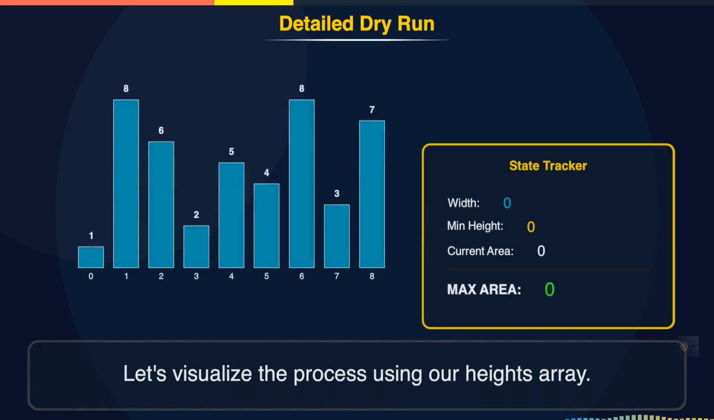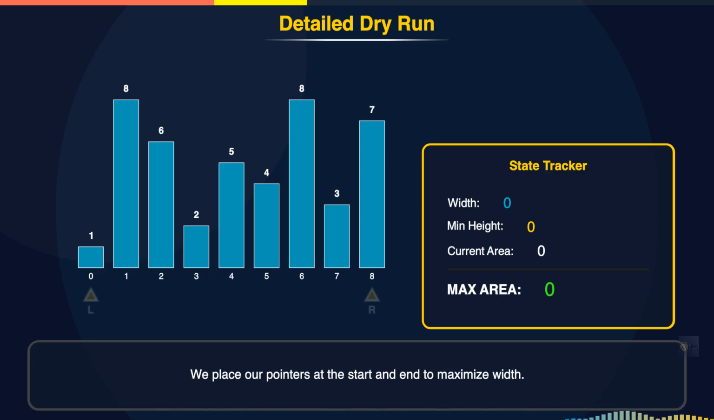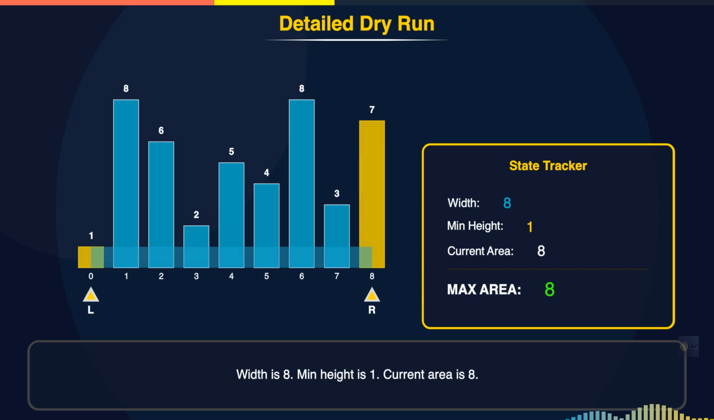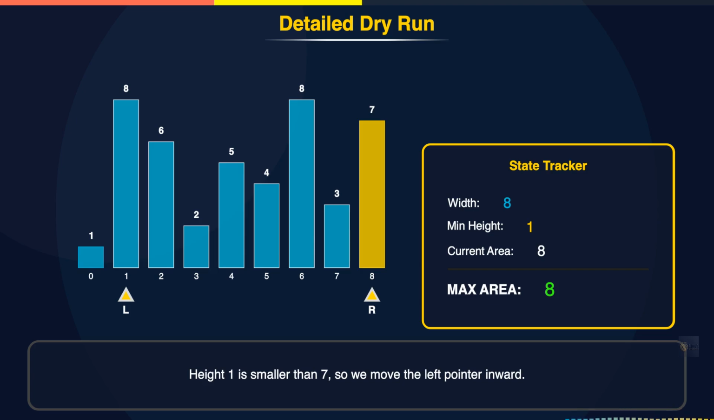Look at the screen. We have our heights array, and our max area tracker. Initially, left is at index 0 with height 1, and right is at index 8 with height 7. The width is 8, and the height is the minimum of 1 and 7, which is 1. Area is 8. We update our max area to 8. Since 1 is less than 7, we move the left pointer.